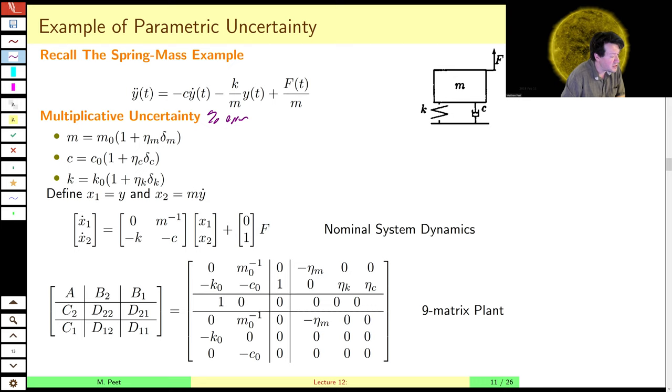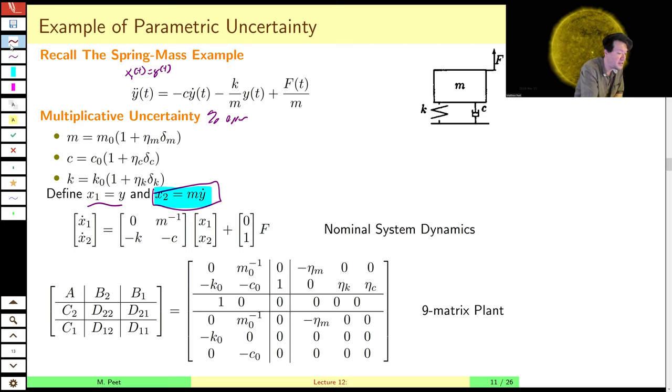Well, first of all, I'm going to cheat a little bit just to make life easier. I'm going to choose our states. Well, this one's obvious: our first state is just y. I'm going to choose our second state in a way that makes life a little bit easier. I'm going to choose our second state to be not just y dot, but m times y dot, and that'll allow us to sort of separate out our parameters.